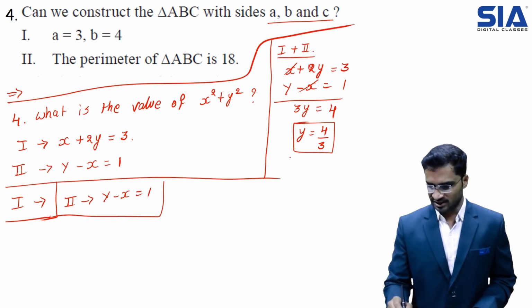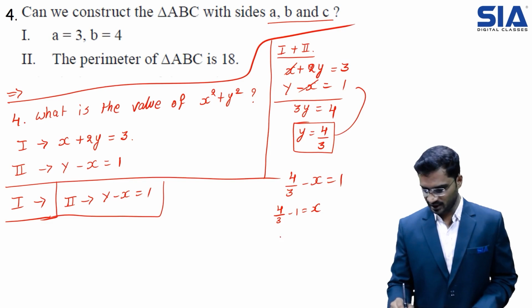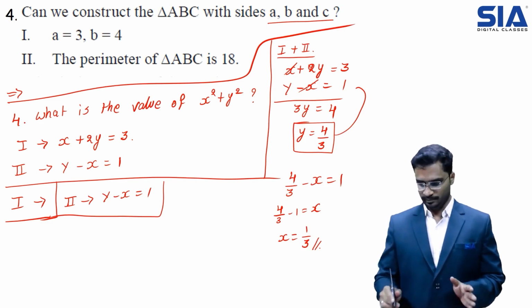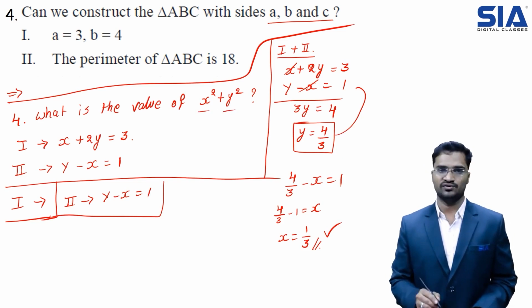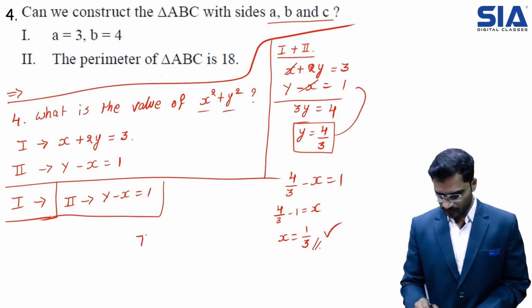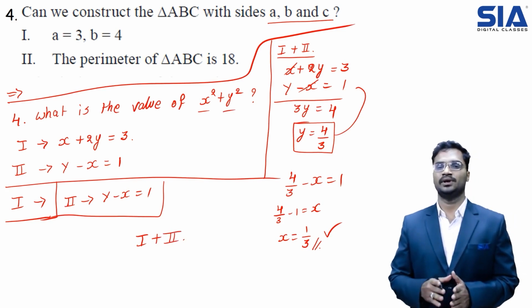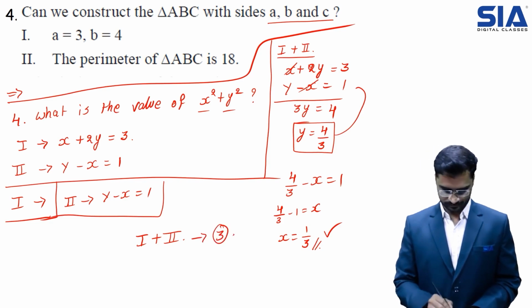Then whenever I substitute this value in this equation, which is 4 by 3 minus x is equal to 1, then 4 by 3 minus 1 is equal to x. I am getting x as 1 by 3. So I have x value and also I have y value. By using both of these, can I answer x square plus y square? Yes. After combining statement 1 and statement 2, I can answer this question. So our answer is option 3.